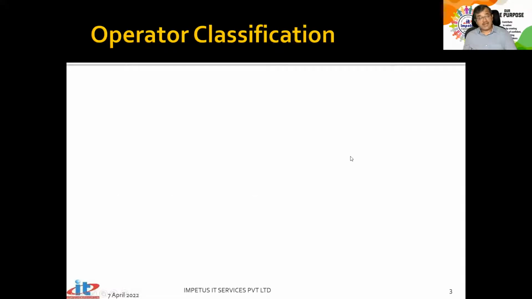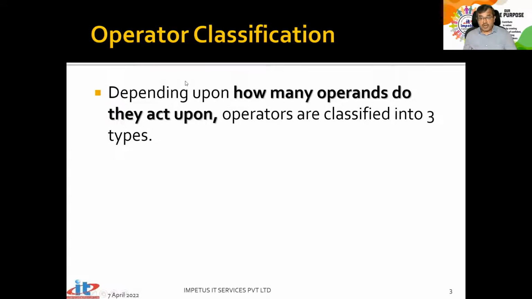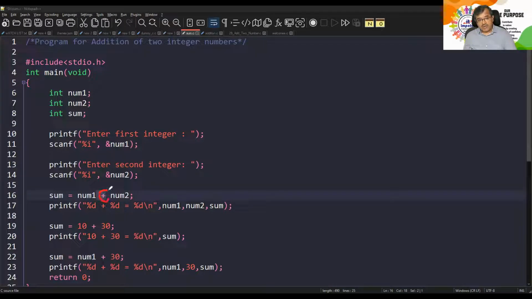These operators can be classified in multiple ways. So how can we classify? Depending on how many operands they act upon, they are classified into 3 types. So even before I go ahead with this example, let me ask: this plus operator was currently operating on how many operands? Operands are data values on which it is operating. So plus over here was operating on how many operands? Quick. 2. 2 operands. One was your num1 and one was your num2. So it was operating on 2 operands.